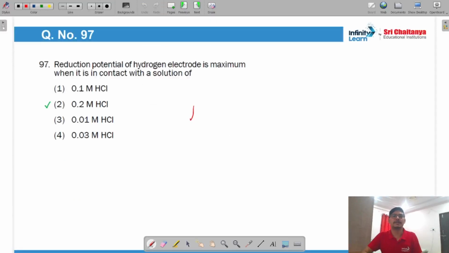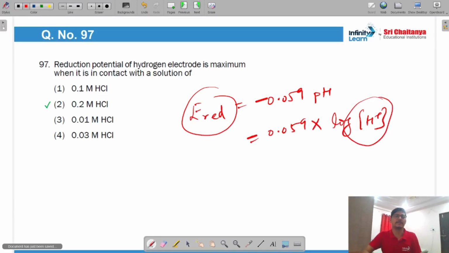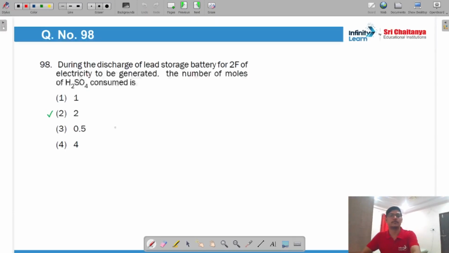Reduction potential, guys, E reduction is minus 0.059 times pH. Now you guys know that pH itself is minus log H plus. So minus minus plus, 0.059 I can say log H plus. So reduction potential is directly proportional to the concentration of H plus ion. So this is the correct answer.